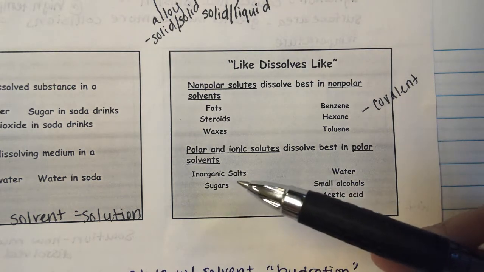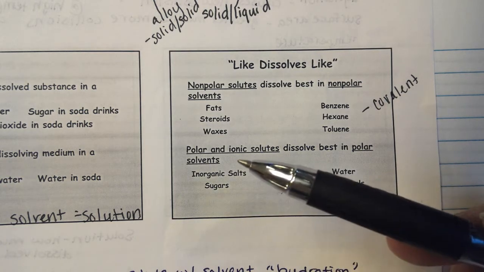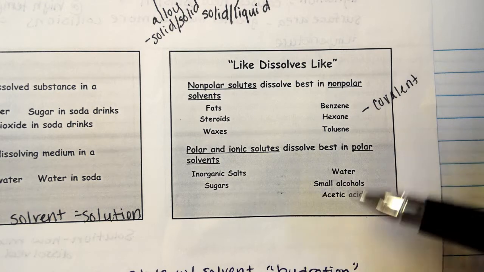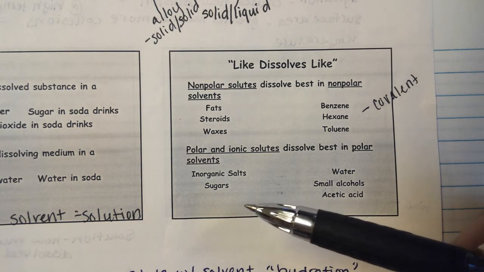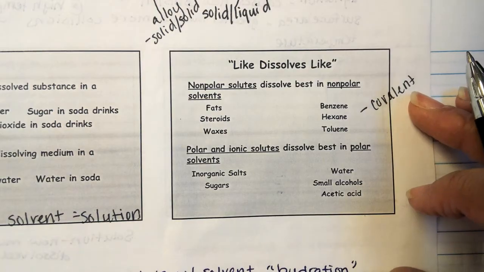And then, of course, polar dissolves best in polar solvents. So this is our ionic compounds, and it consists of things like organic solids, so like sodium chloride, big sugar, so very complex covalent chains usually have some type of polarity to them. Remember, polarity is an uneven pull on electrons, and so it'll have a slight polarity to it, making it dissolve best in polar solvents. We have water, small alcohols, and acetic acid.